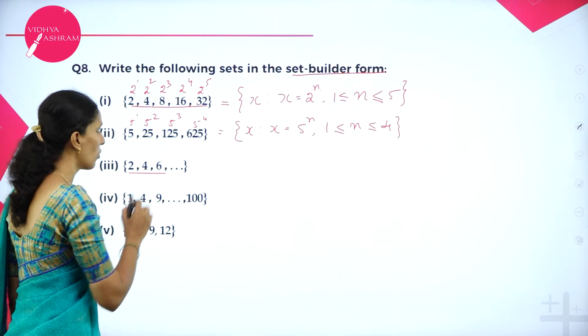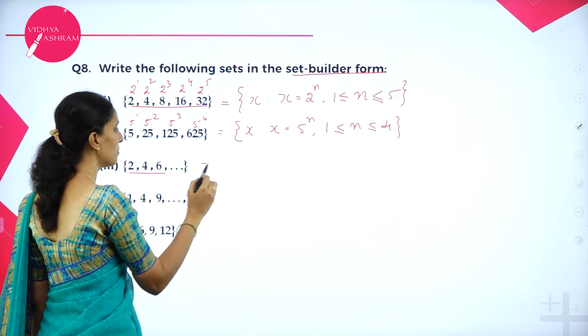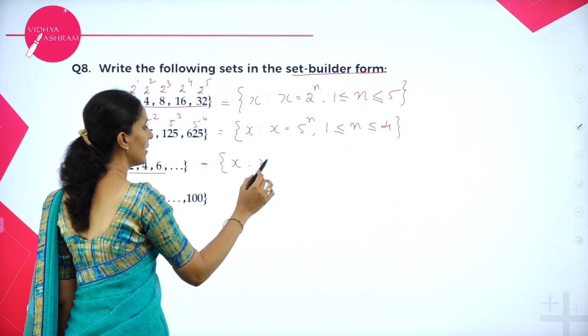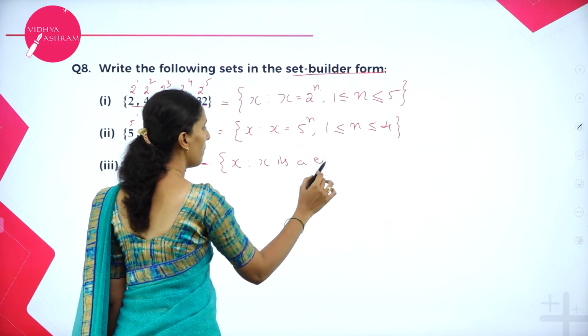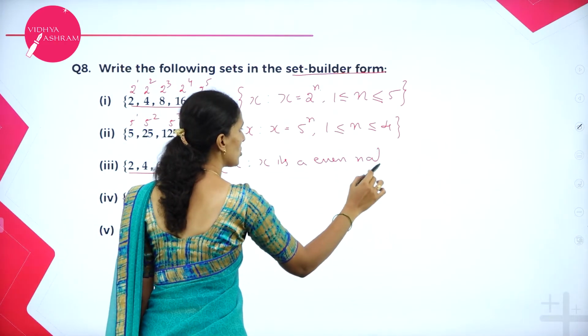Next we have 2, 4, 6. How can we write it? Very simple. X such that X is an even number. Even natural number.